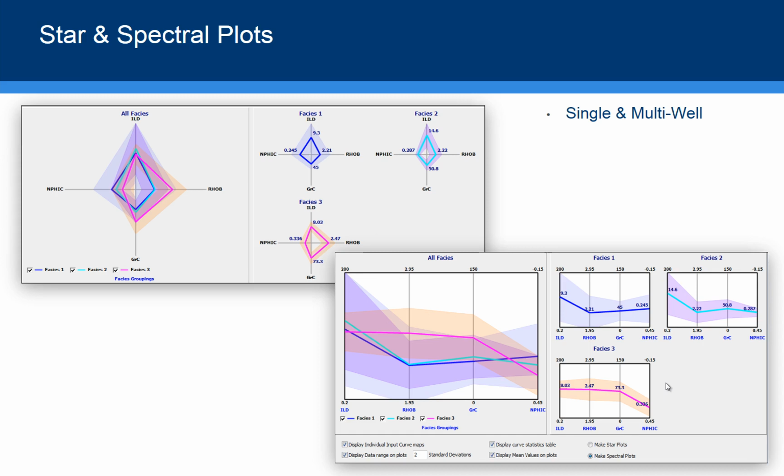They're quite closely linked to the box and whisker plots, so if you already have a parameter set from your box and whisker plots, you can take that parameter set into star and spectral plots to allow you to display these options as well.